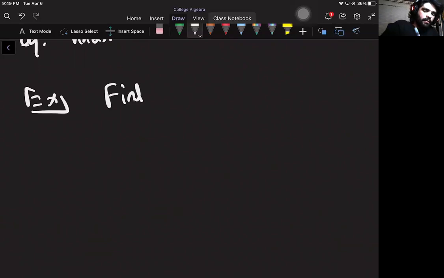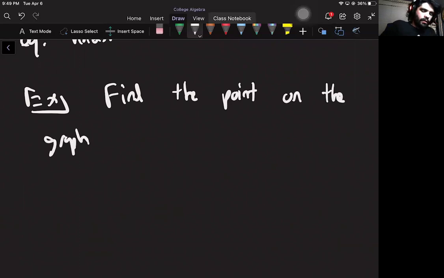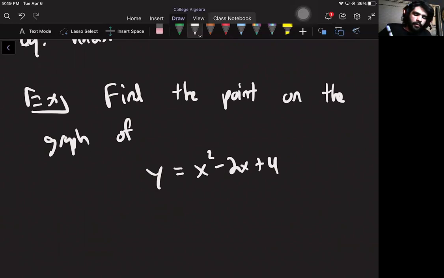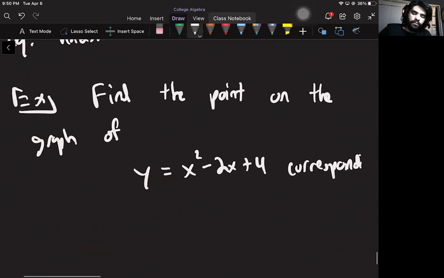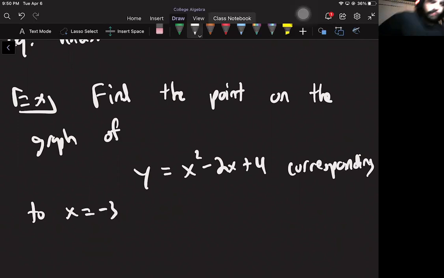So let's find the point on the graph of, so here's my equation, x squared minus 2x plus 4, a little bit more complicated than before, corresponding to x equals -3. So here, x has already been decided for us. We just want to find the point that goes with that x value.